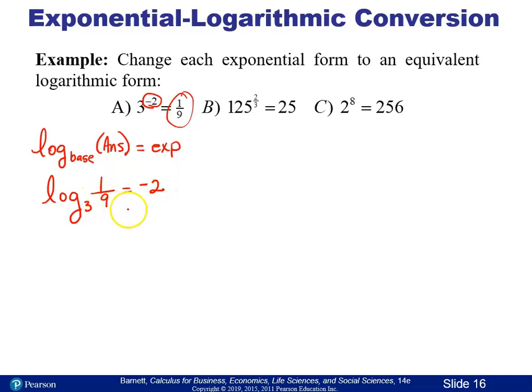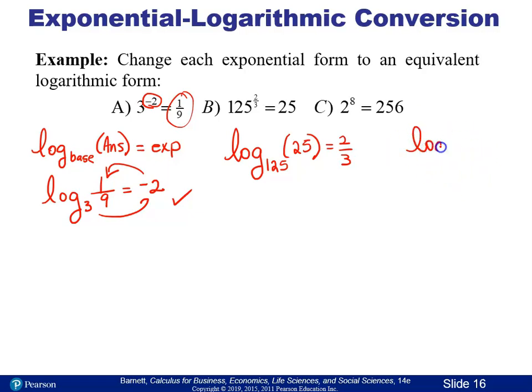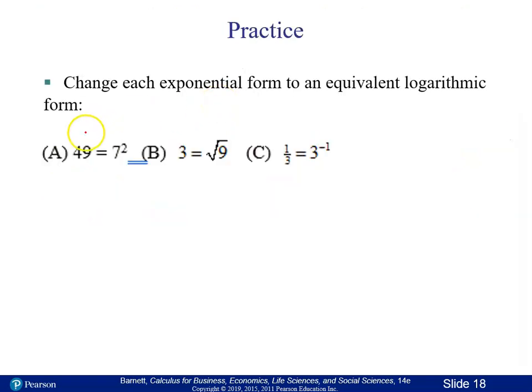Okay, and if you're ever not sure if you did it right, just go back and do your circle. So 3 to the -2 is equal to 1/9. So that does check. Here I'm going to do the log. My base is 125. It equals 25, and my exponent is 2/3. And then the last one, I'm going to have the log with a base of 2. It's equal to 256, and my exponent is 8. Okay, here's some for you to try.